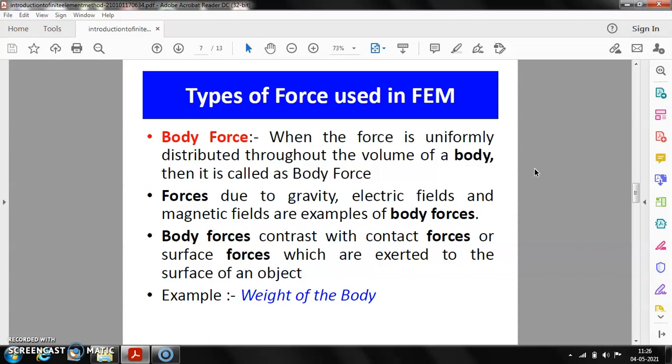So here we have an example. Forces due to gravity, electric fields and magnetic fields are some examples of the body force. And even you can say the weight of the body is also a body force, because each and every part of our body experiences that force. Okay, such a force is known as body force.